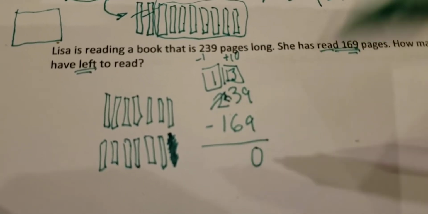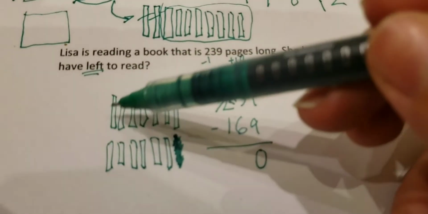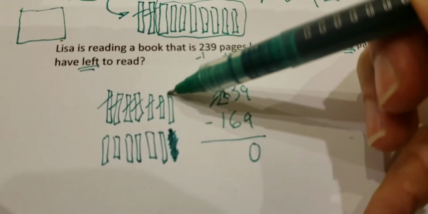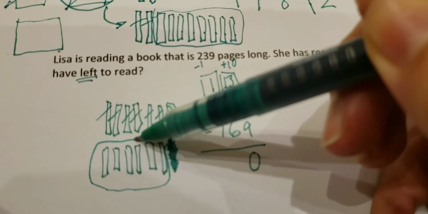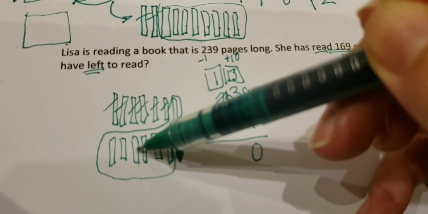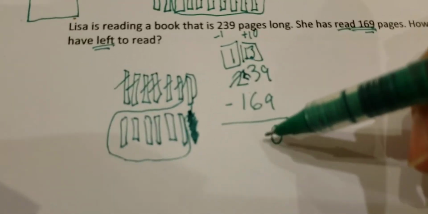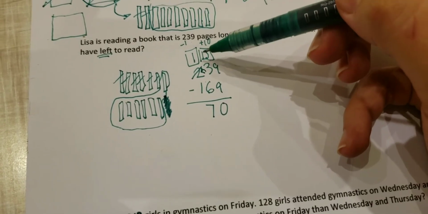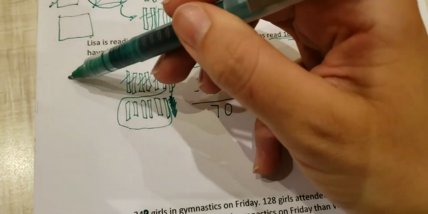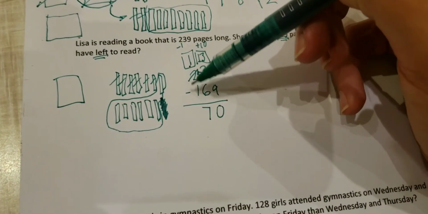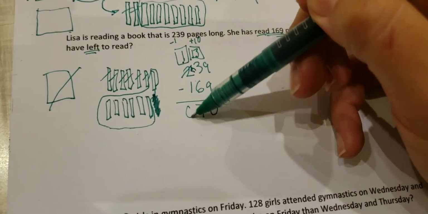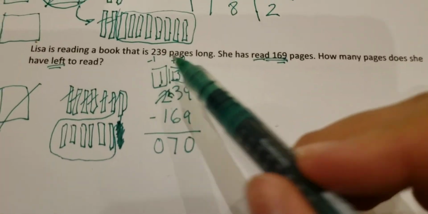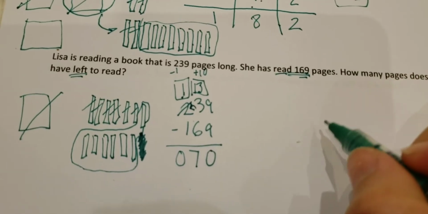13 minus 6. Okay. I'm going to take away 6. 1, 2, 3, 4, 5, 6. And that leaves me with 1, 2, 3, 4, 5, 6, 7. Okay. So now I'm ready to subtract the hundreds. I have 100 left. 1 minus 1 makes 0. So Lisa has 70 pages left to read.